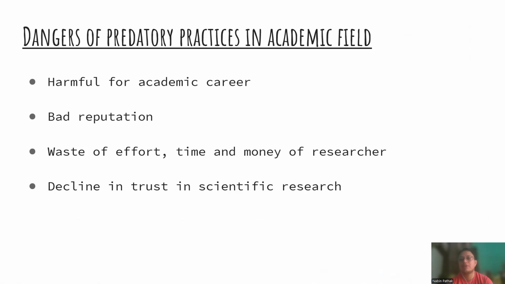So, what are the dangers of predatory practices in the academic field? For one, it can be harmful for your academic career. Your paper, despite being valid, might get published in a predatory journal. That would definitely decrease the impact of the paper and the impact of the journal, thus affecting your professional growth too. It might mean a bad reputation, and a waste of effort, time, and money for researchers. If you are using a huge amount of time, public funding or a grant, doing research through a grant and then publishing it in a predatory journal, that would make no sense at all, right? Over a period of time, it would also increase the decline in trust in scientific research.